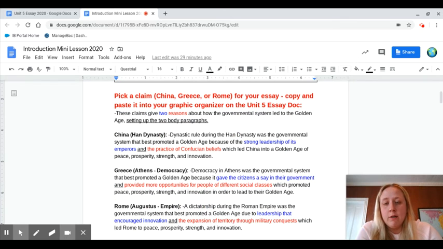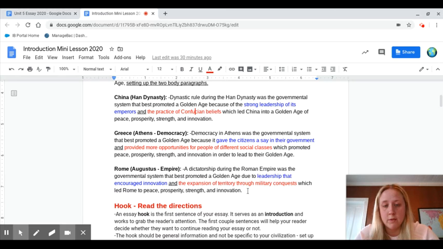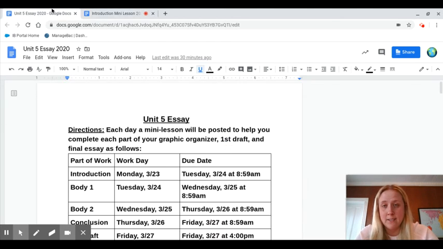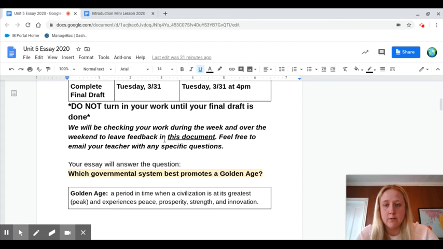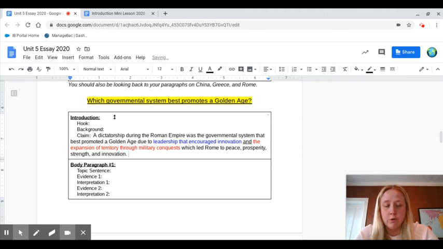So what we've given you here is we have provided you with a claim, no matter which one you're picking, right? So if you're picking China, you have your claim. If you're picking Greece, you have your claim. If you're picking Rome, you have your claim. So whichever one you're going to choose, I want you to take it right now. So if you're going to pick Rome, let's say, you're going to copy it, bring it over to your essay document, right? So over to this essay document and paste it right into that claim section of your graphic organizer.